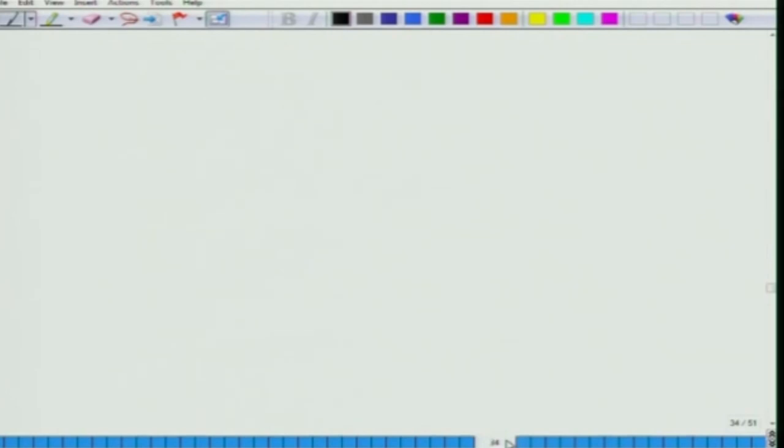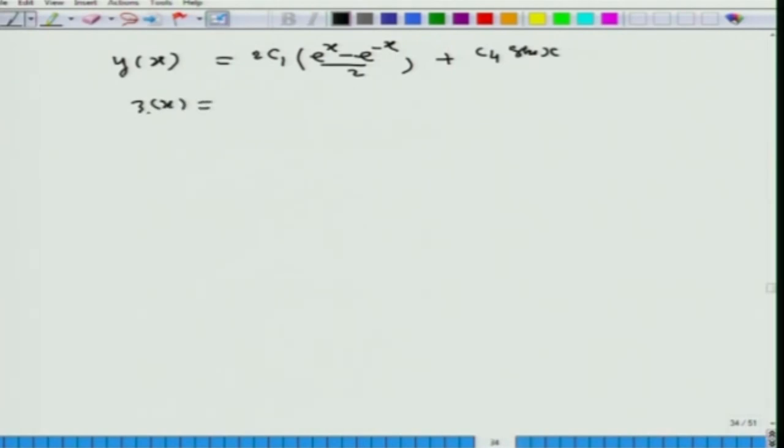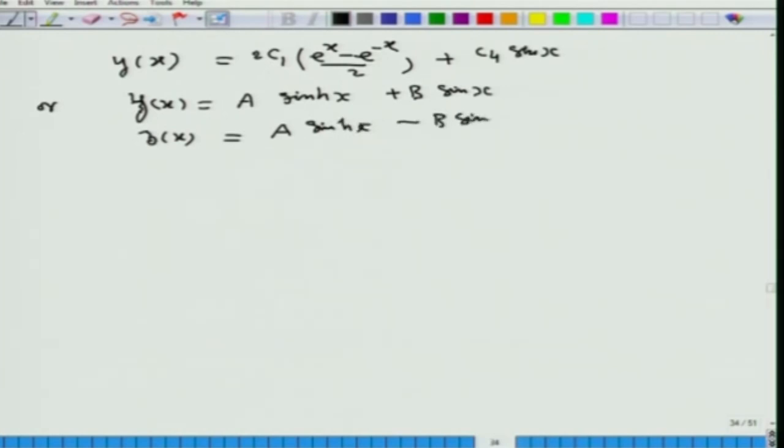Write y x as twice c 1 times e to the power x minus e to the power minus x by 2 plus c 4 sin x. Similarly, z x equal to... So y x can be written in the hyperbolic form. So, we will change these constants c 1, c 2 to a and b. So, y x is a sin hyperbolic x plus b sin x, and z x is then a sin hyperbolic x minus b sin x.